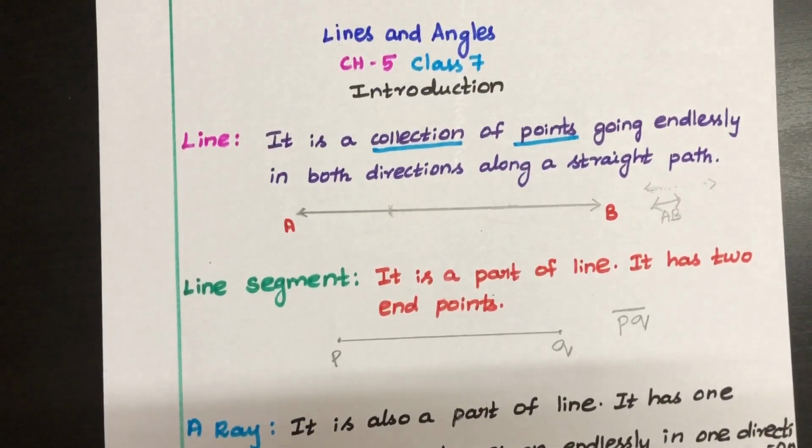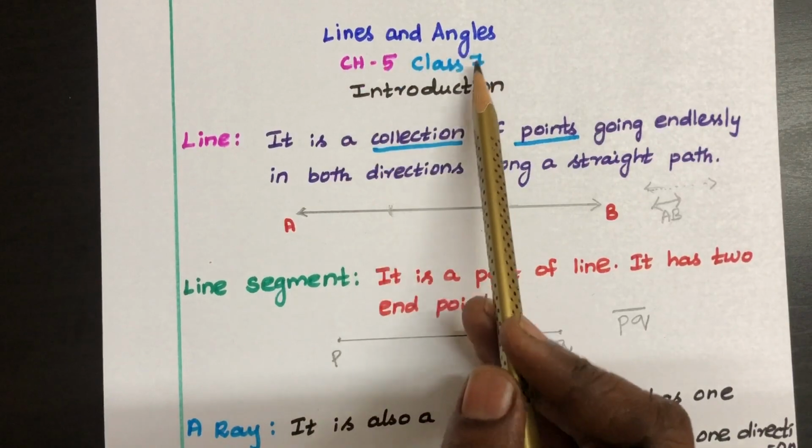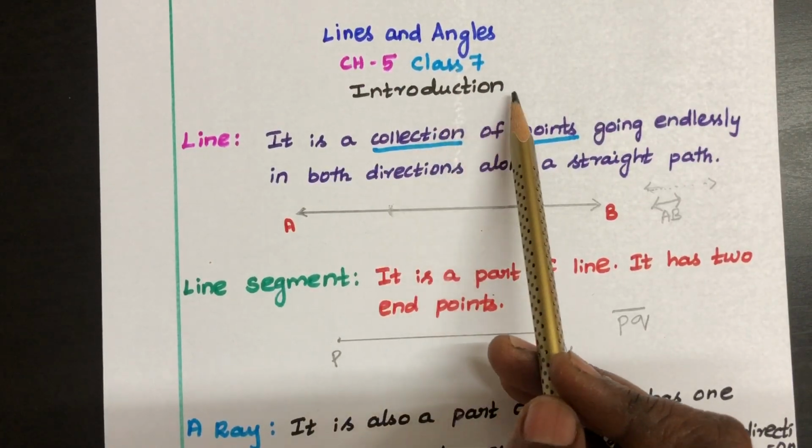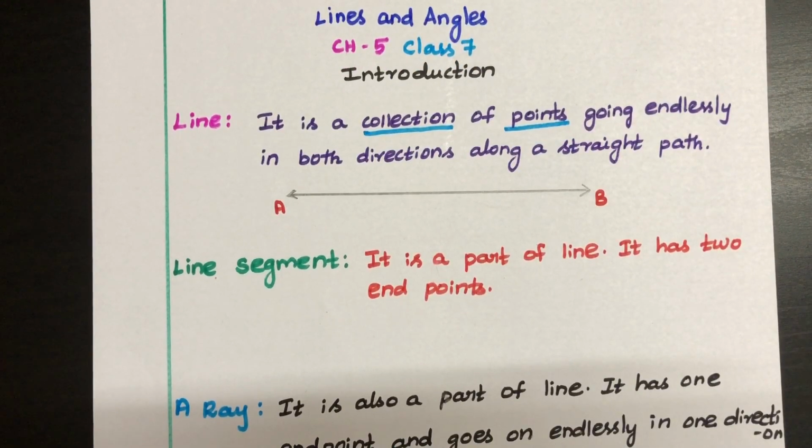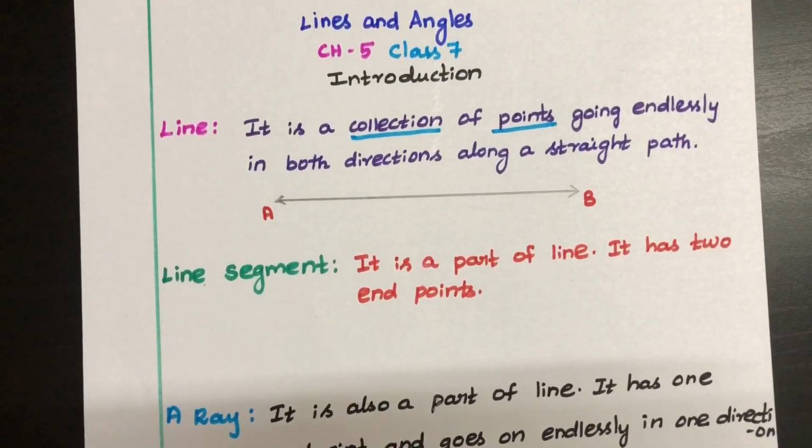Today we are going to learn Chapter 5, Lines and Angles, Class 7, Introduction, Part 1. If you pay attention to your introduction classes or any basic or foundation classes, it will be a great help for you to move forward. So let us start. Line.